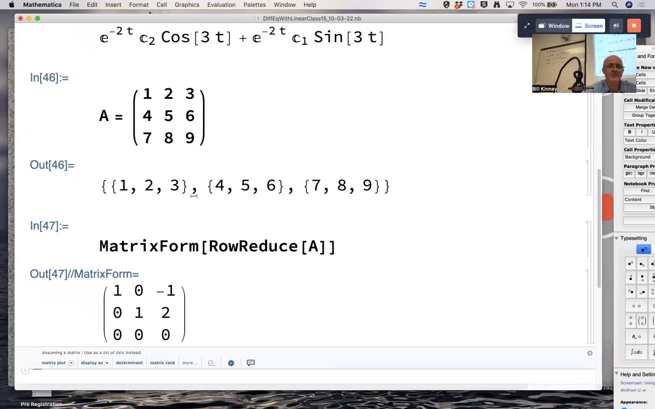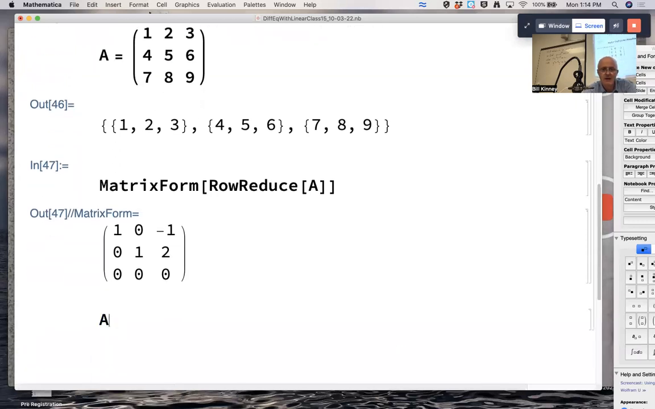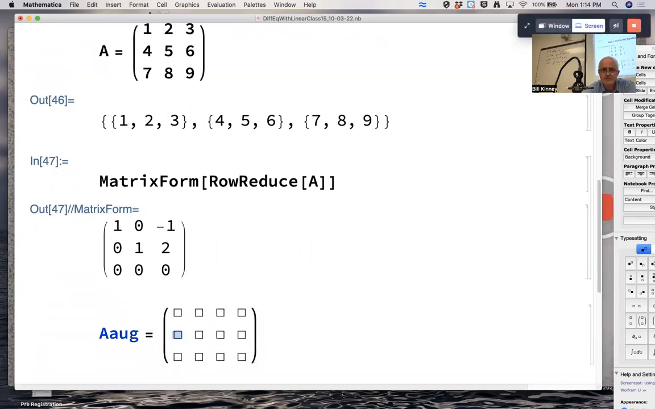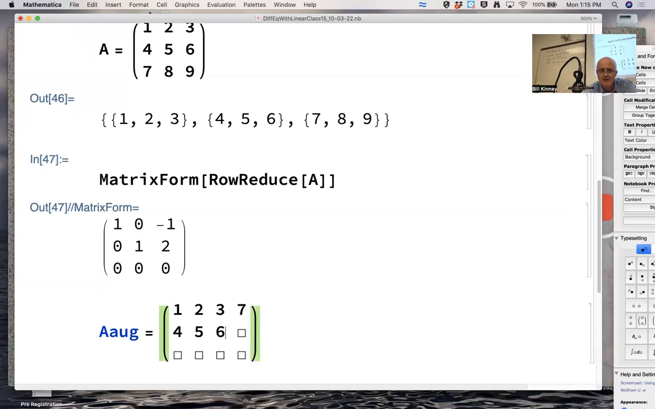If you had a non-homogeneous system with non-zero numbers on the right for an augmented matrix, in all likelihood, you'd get something non-zero in the lower right corner. I'll make up an example. Let's do that. Call it A augmented here. Make up a quick example. Use the same coefficient matrix, but some other numbers over here on the right side.